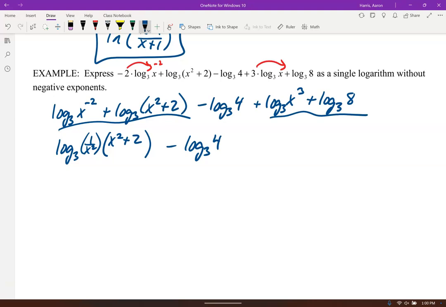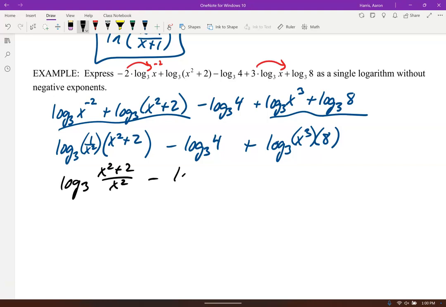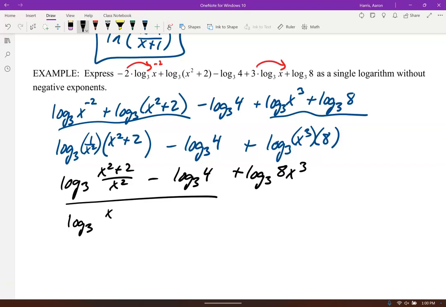I'm going to go ahead and multiply those two as well. So I got log base 3 of x cubed times 8, or 8x cubed. So what we have here is log base 3 of (x squared plus 2) over x squared, minus log base 3 of 4, plus log base 3 of 8x cubed. Now notice these are a minus. So I'm going to have log base 3 of (x squared plus 2) over x squared, all over 4.